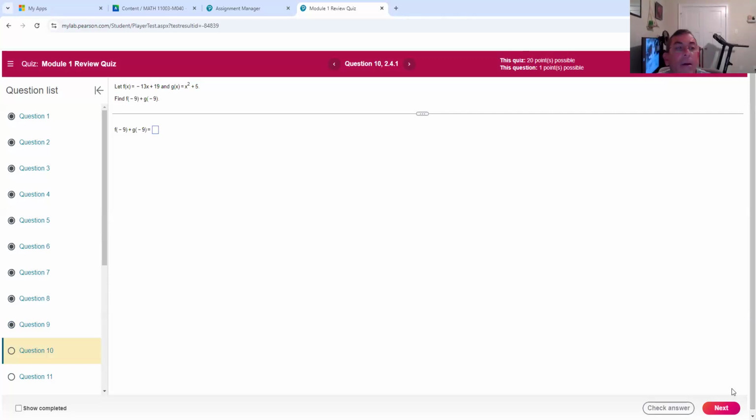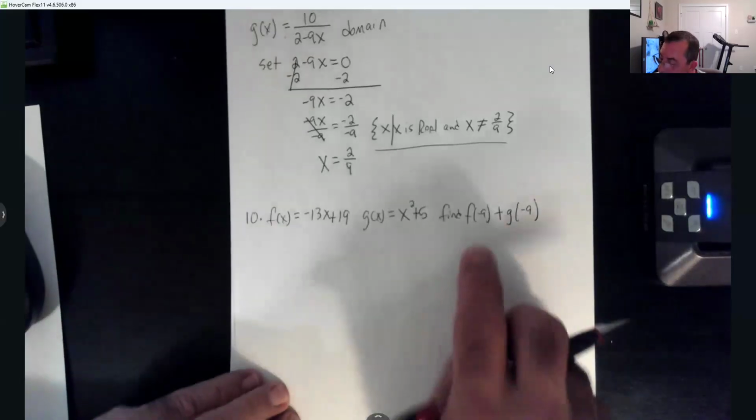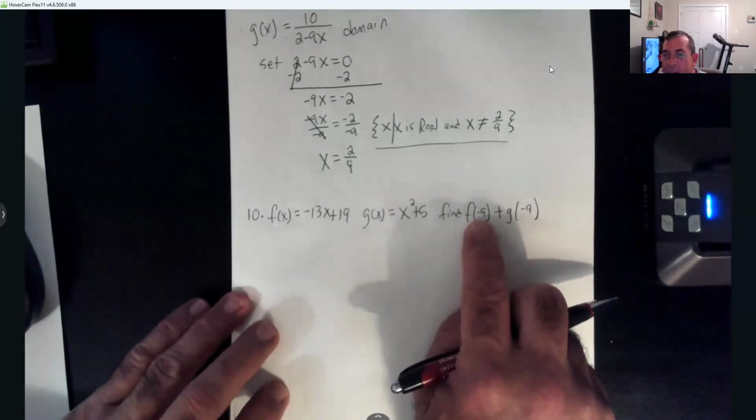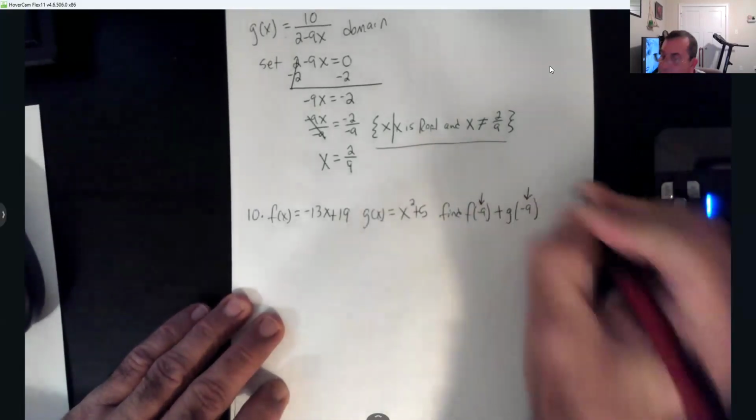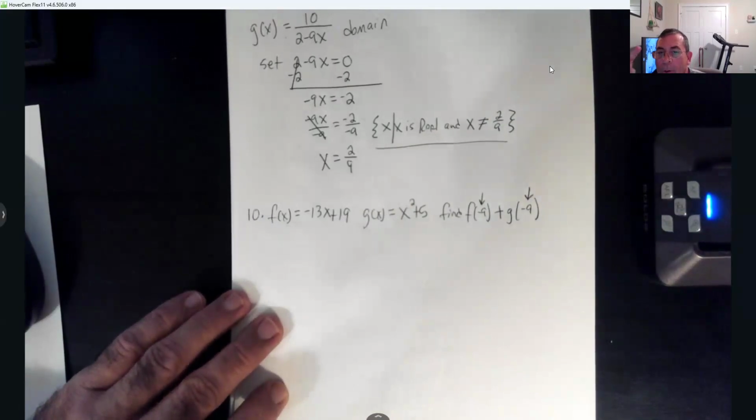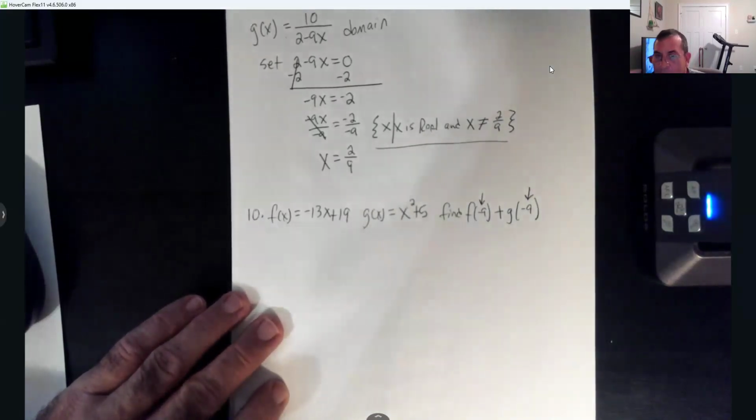All right, number 10 here, f of x equals negative 13x plus 19. G of x equals x squared plus 5. They want me to find f of negative 9 plus g of negative 9. All right, so we start getting into the algebra of the functions. And they're giving me numbers to put into this. So y'all, since they're giving me these numbers, when we're done, we will come up with a single number, okay?